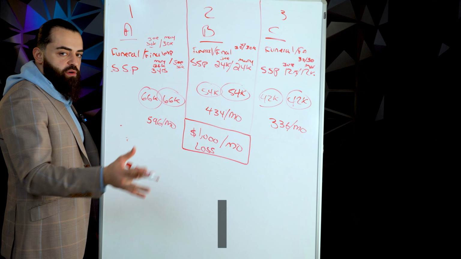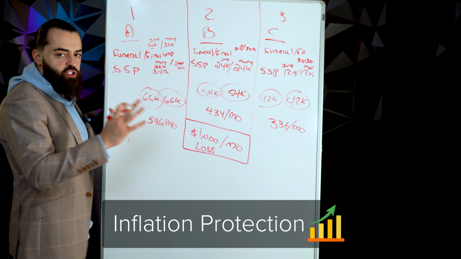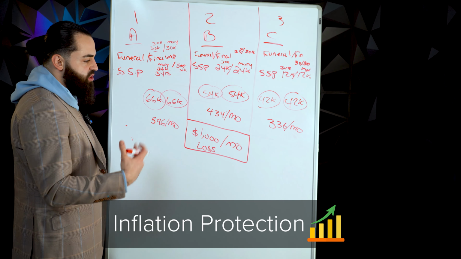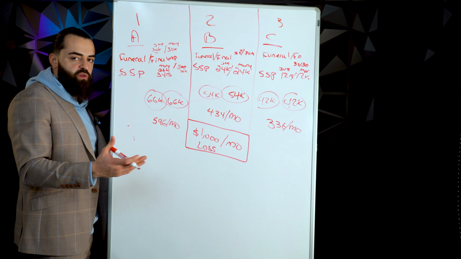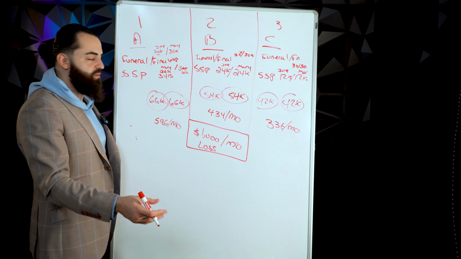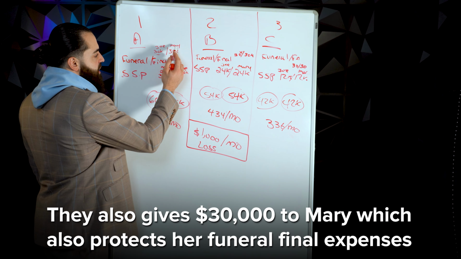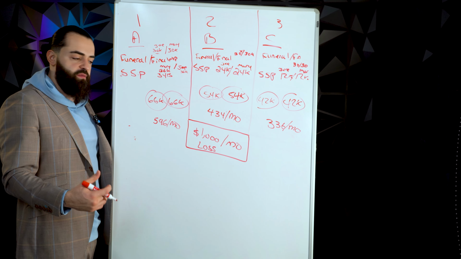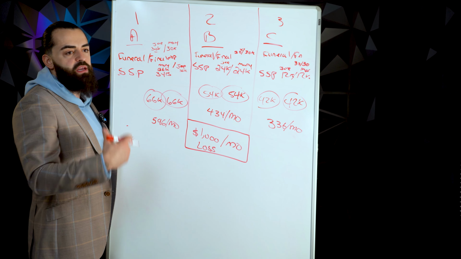So Joe, it'll set aside $30,000 of inflation protection coverage. This covers your funeral, covers your final expenses, any excess medical debt, so on and so forth. And if there's money left over, and obviously you don't have to allocate it towards your funeral, if that's already taken care of, the money goes back to the family. It also gives $30,000 to Mary, which also protects your funeral final expenses. If there's medical debt that falls back on the family, any kind of debt, you guys can use that money and allocate it for that.